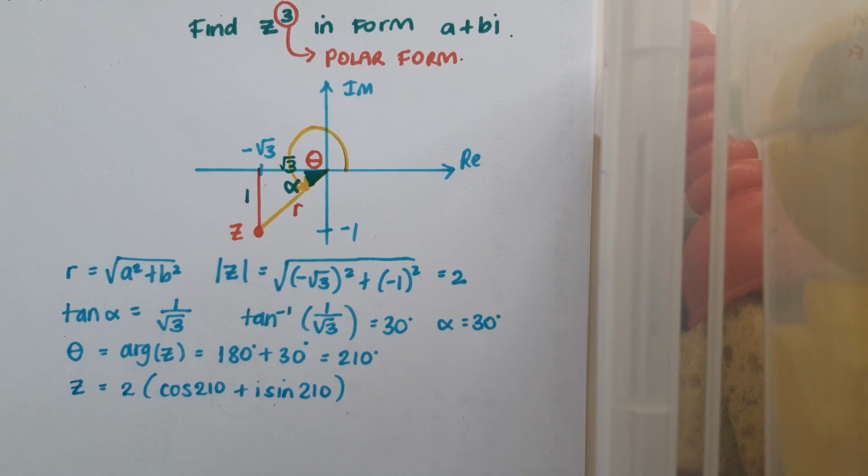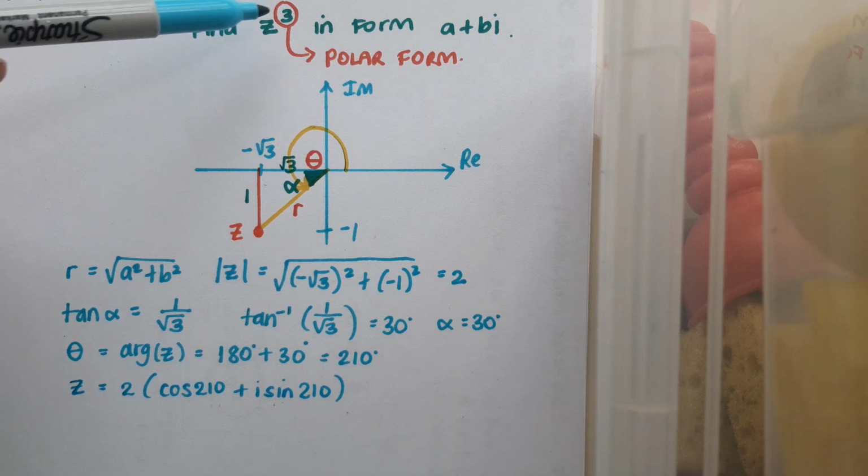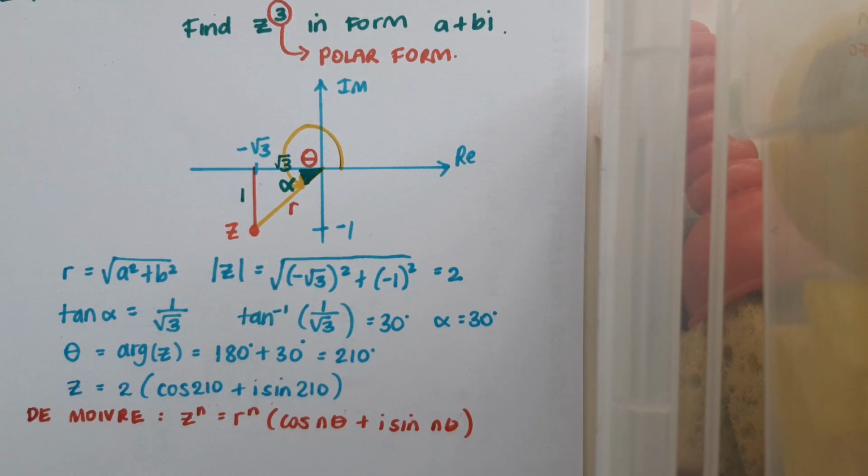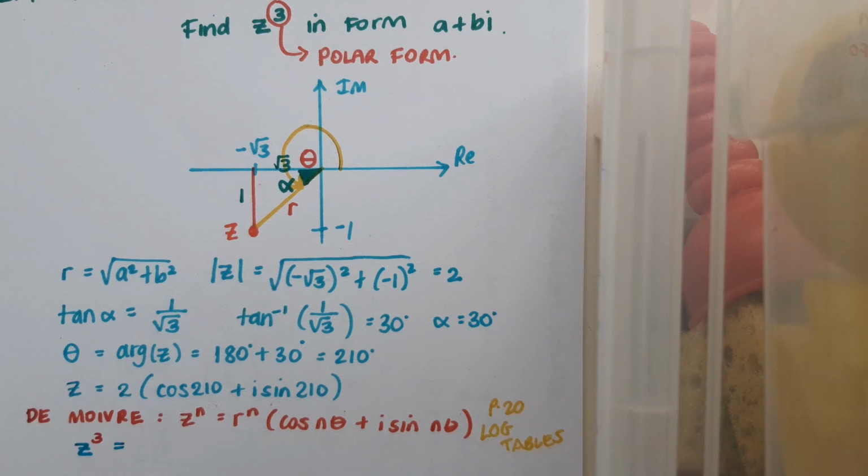Right, I'm not done yet. I have to get z cubed. And that's the reason that I've gone into polar form, because now that I'm in polar form, I can use de Moivre's theorem to apply that power of 3. So there's my formula again, just as a reminder. And this is on page 20 of your log tables, so you can look it up there if you need to. So we're looking for z to the power of 3.